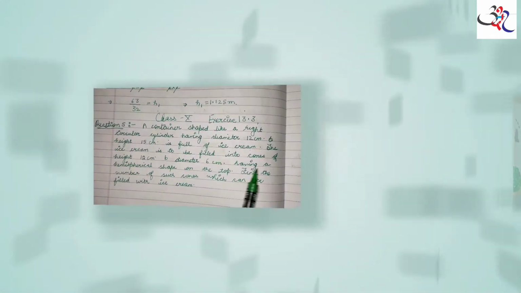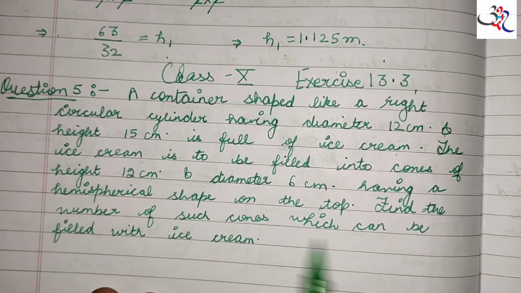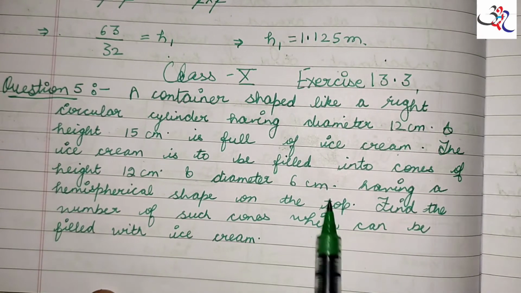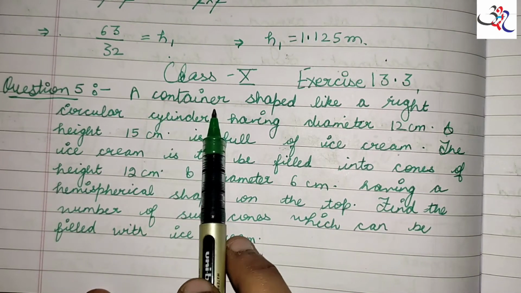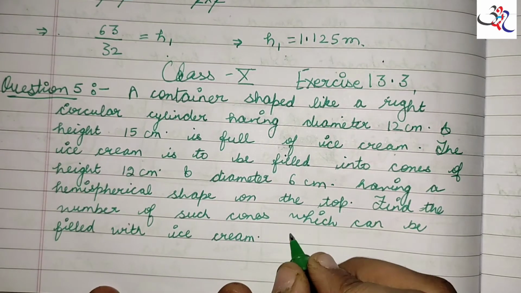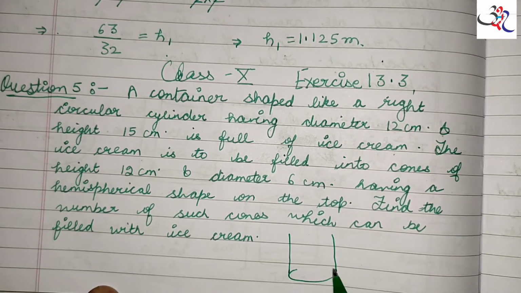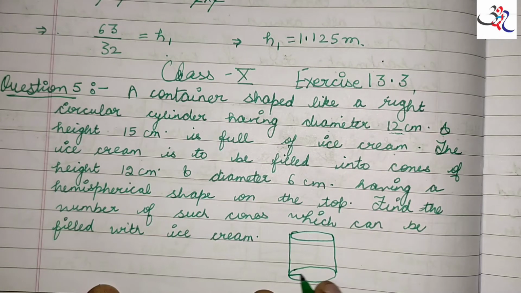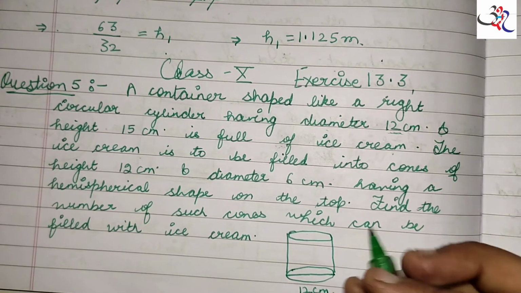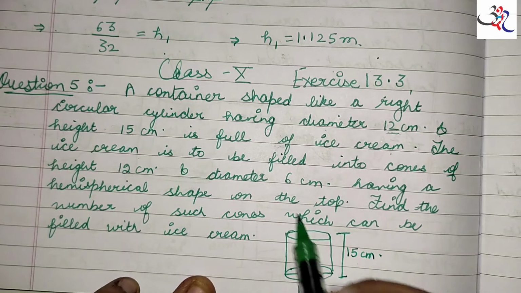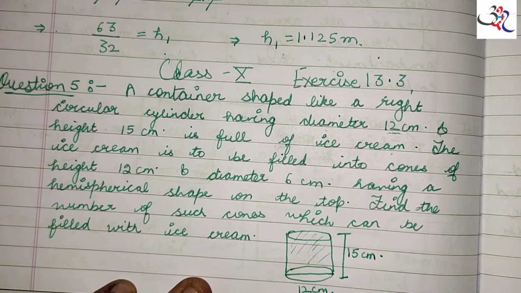So let's start solving our very first question of this video, which is question number 5 of class 10 and exercise 13.3. The question says that a container shaped like a right circular cylinder, so there is a container which is in the shape of a cylinder and having diameter 12 centimeter. The diameter of this figure is given to us equal to 12 centimeter and the height is 15 centimeter, and it is full of ice cream. Complete ice cream is filled into it.